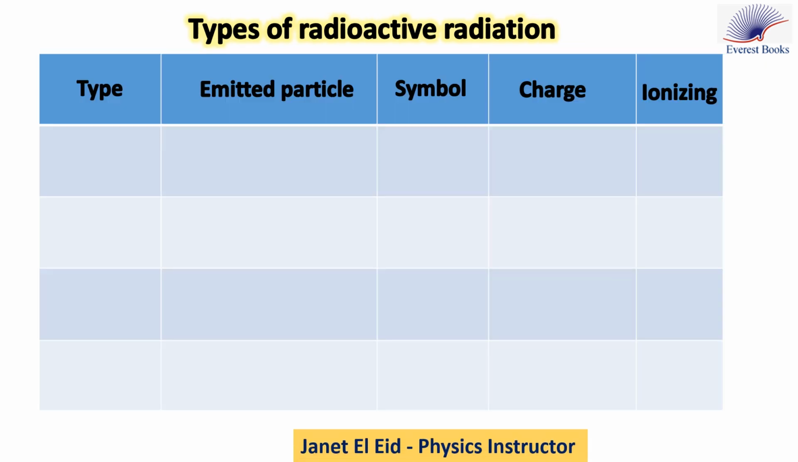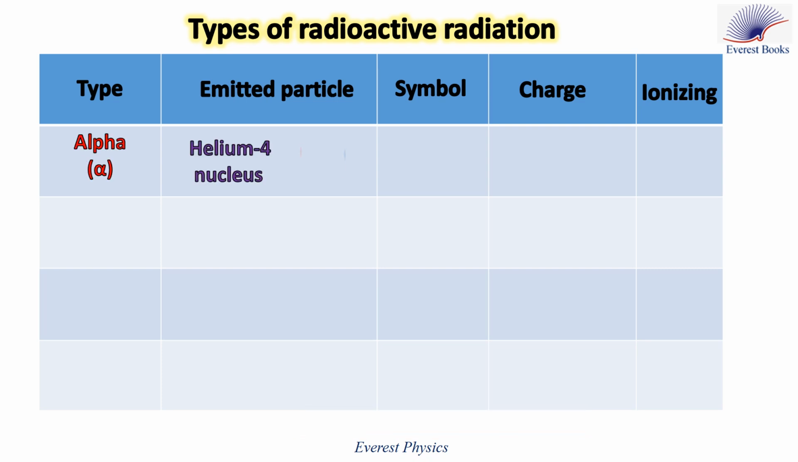Let's look at some properties of the radioactive radiation mentioned. For alpha radiation, the emitted particle is a helium-4 nucleus. Its symbol is He-4-2. It carries a positive charge because it contains 2 protons, and it has very strong ionizing power. This means that the alpha particles can easily knock electrons off atoms in any material they pass through, including human tissue, if they enter the body. This is due to their large mass and +2 charge.